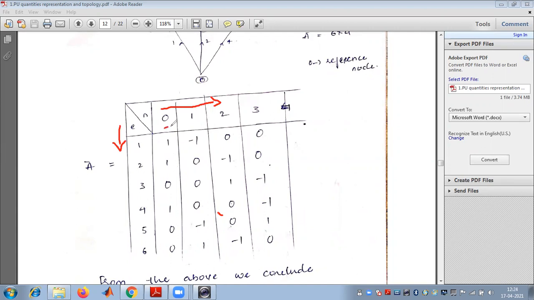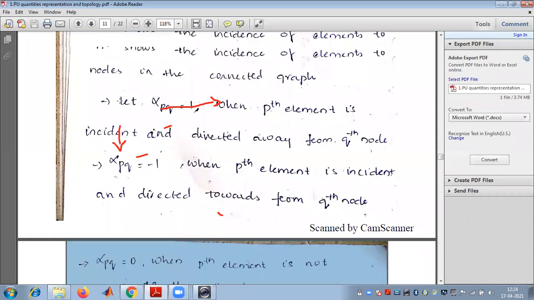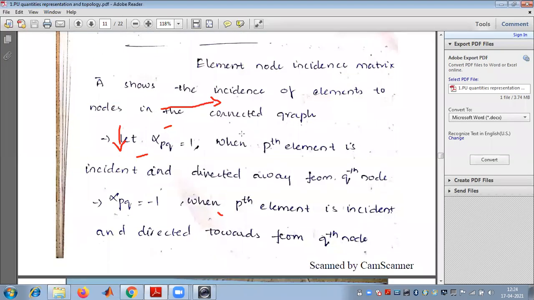Now consider the 0th node, element 1. Here I have written 1, minus 1, 0, 0. Let me explain how these values come about. In order to obtain this matrix, first of all, you have to remember the assumptions we have taken. Assumption 1 is alpha PQ is equal to 1. What is P and what is Q? Q is a node and P is an element. So alpha PQ is equal to 1 whenever the pth element is incident on that particular node and directed away from the qth node.